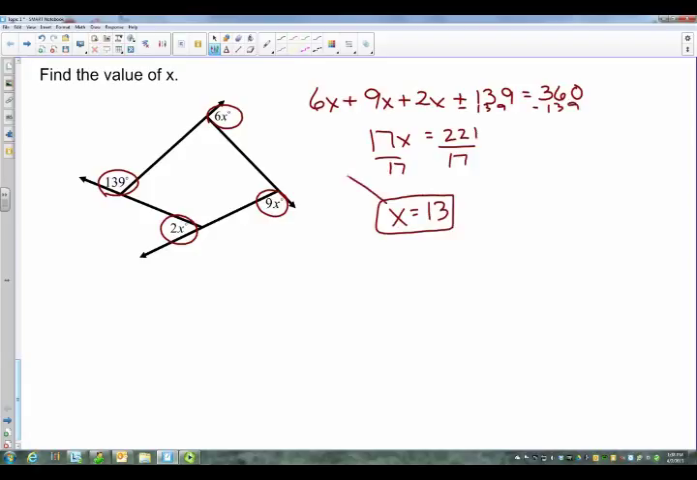And as always, if I want to know specific angles, I can then substitute them back in. Alright, that's the end of this section.